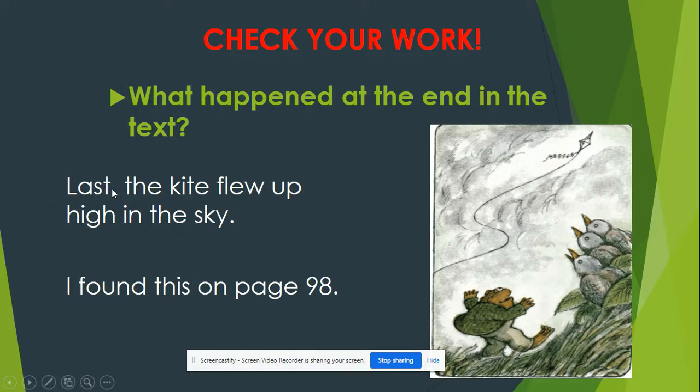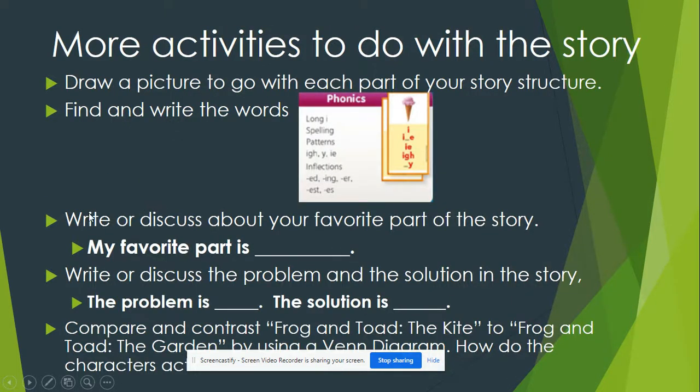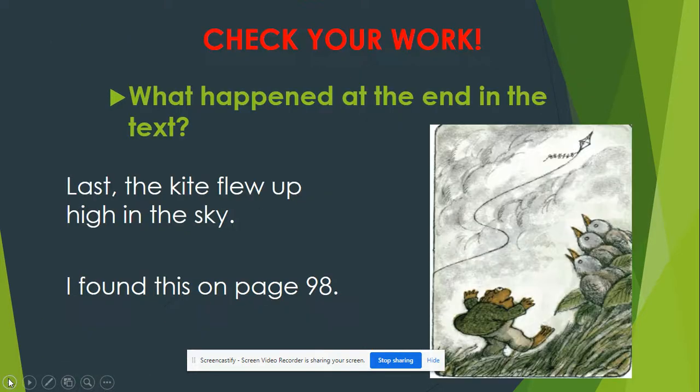So let's check our work. Last, the kite flew up high in the sky. So finally, the kite flew.